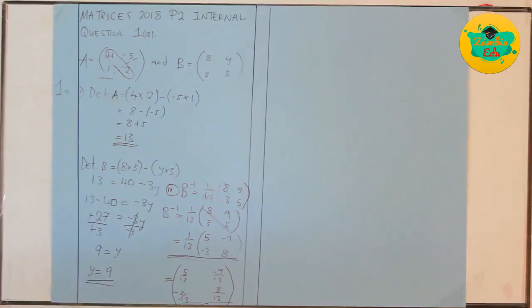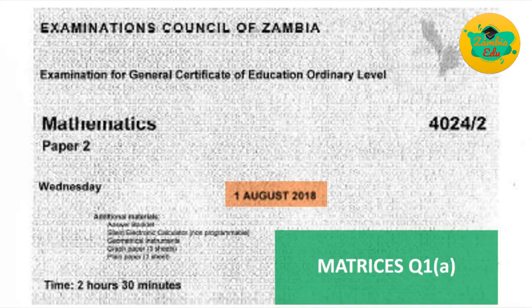We now move on to the 2018 paper 2 GCE matrix question that came. I'll write our heading there. Heading, we're looking at 2018 paper 2 GCE, and it came as question number 1A.